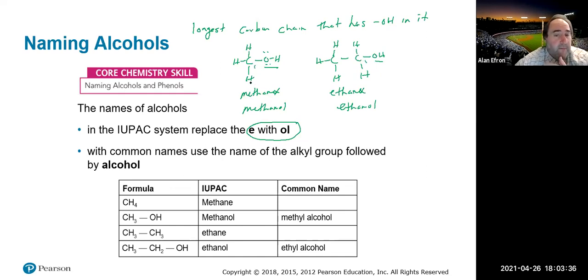When you get to 3 or more carbons in an alcohol, you do need to give the location of the OH group. That happens, for example, when we get to, say, 3 carbons here. We can put the OH group here.